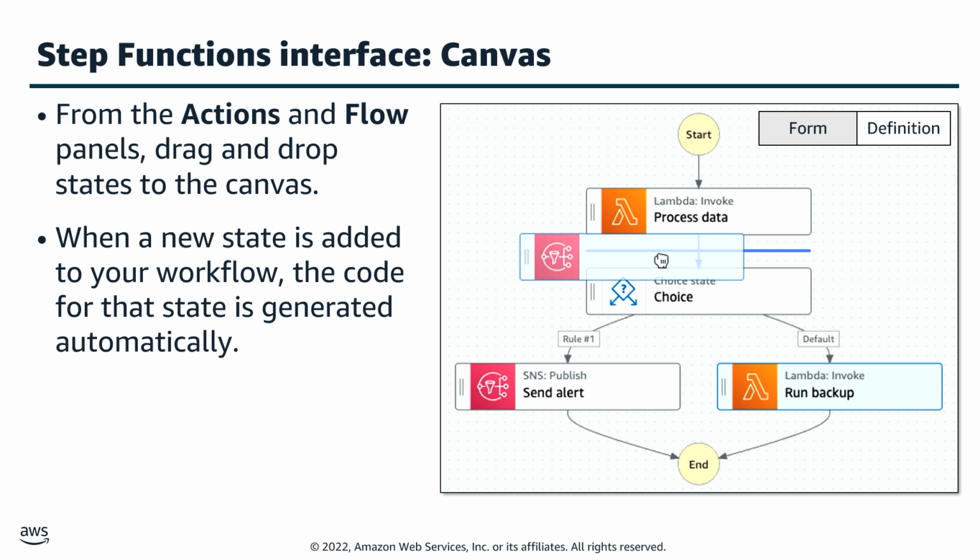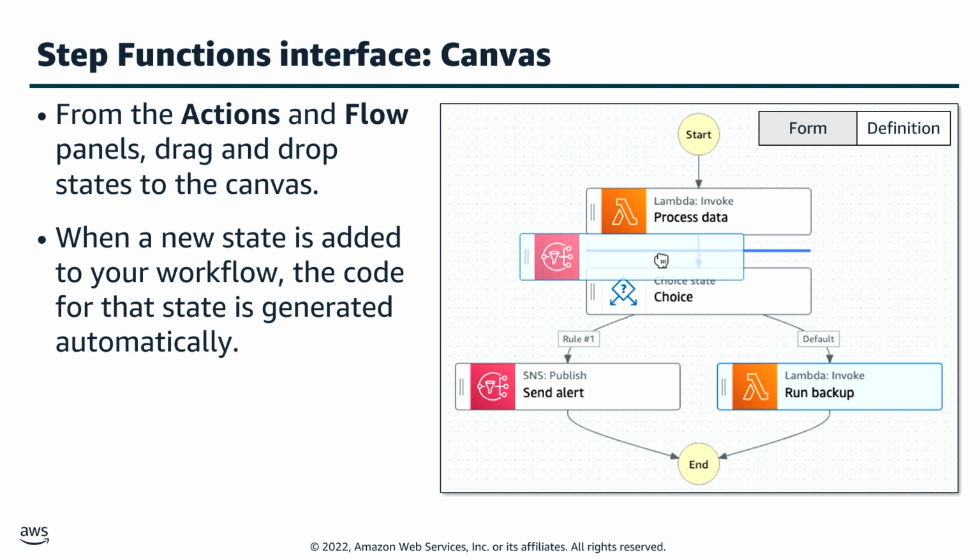After you choose a state from the Actions or Flow panel to add to your workflow, drag and drop the state to the workflow graph in the canvas area. A line shows where it will be placed on your workflow. After you add the new state to your workflow, its code is automatically generated.